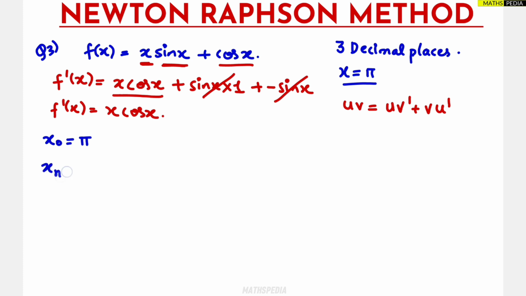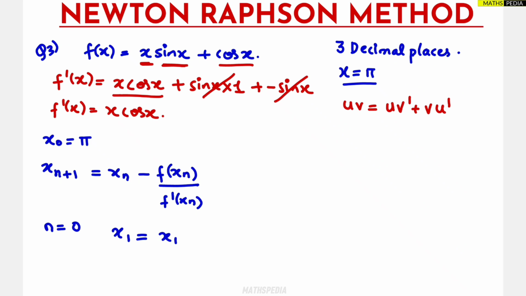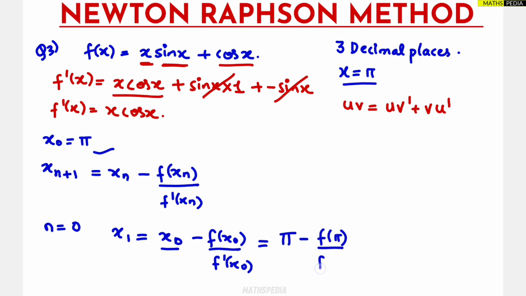The formula for Newton-Raphson method is xn plus 1 is equal to xn minus f of xn divided by f dash of xn. Now here, first iteration is n is equal to 0. In place of n you have to substitute 0. So it will be x1 equal to x naught minus f of x naught divided by f dash of x naught. That means we have taken x naught initial approximation as pi. So pi minus f of pi divided by f dash of pi. This is what we are getting, correct?